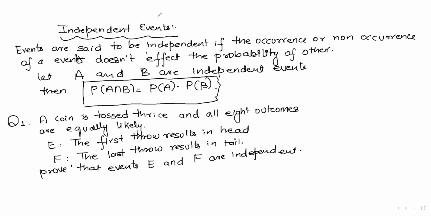I will give you 5 minutes for this. So here you need to find this intersection. You need to find P(A). You need to find P(B). You need to check whether LHS is equal to RHS or not. Please try.